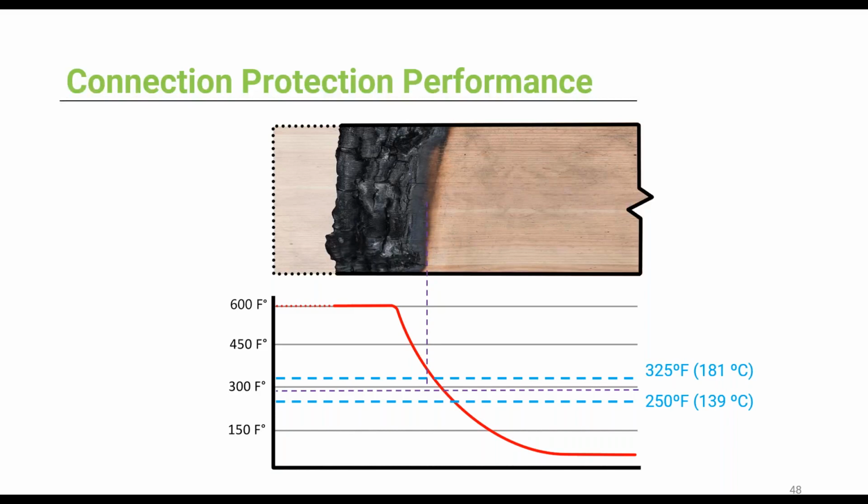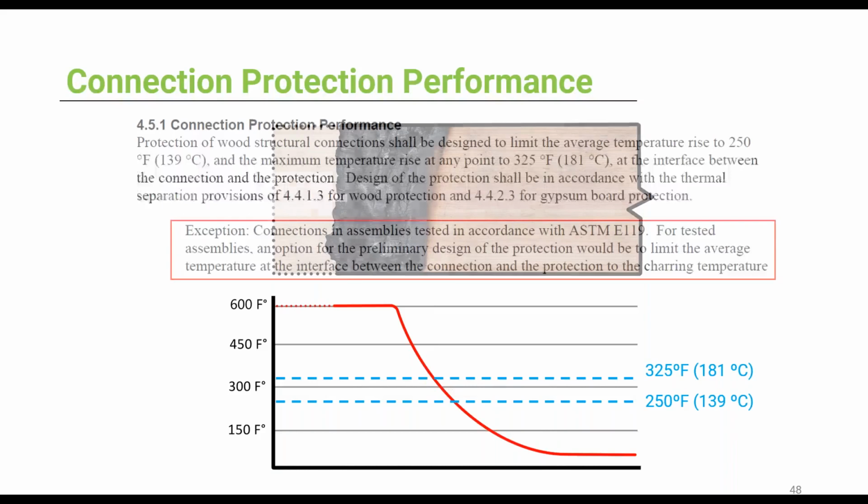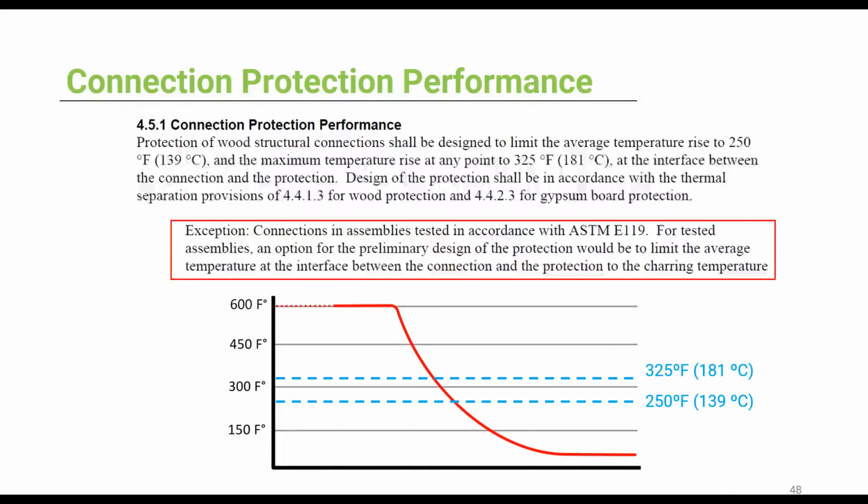However, that's not true for all the connections. There is actually an exemption in the TR10 for connectors that were tested in accordance with the ASTM standard. So right here, this exemption doesn't limit the temperature at the interface between the connector and the protection. So the charring temperature can be used. This is especially important for our beam hanger system. So the fire design and the testing were all done using the char layer thickness.